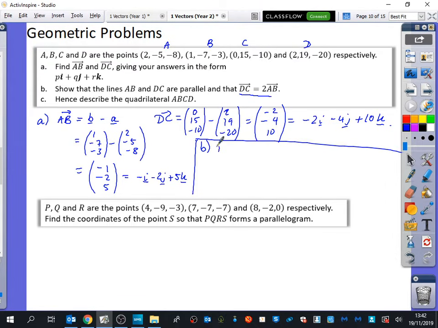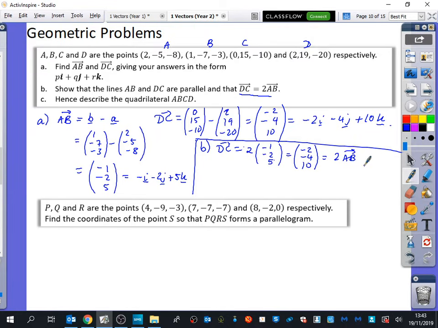We're trying to show that DC equals 2AB. We can't really start with that sentence, so instead let's start off that DC is equal to 2 lots of minus 1, minus 2, 5, which is minus 2, minus 4, 10. That shouldn't be minus 5, should it? It should be 5. Which is equal to 2AB.